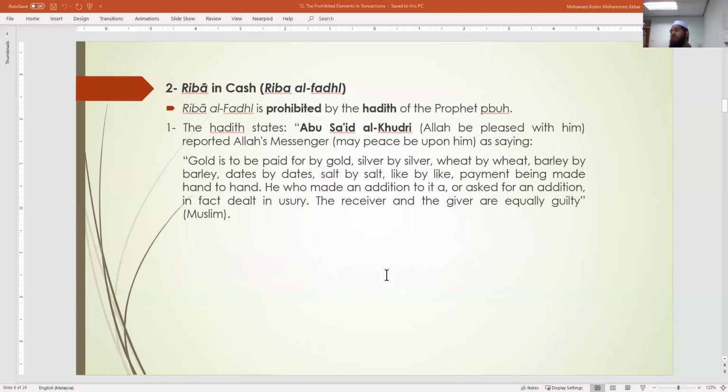The next one, number two, is riba in cash. This is called riba al-fadl. So we talked about borrowing the money, and we talked about lending the money, which the Quran clearly says is riba. When you are lending money to someone, you should not charge extra. If you charge extra, it becomes riba. Now, what about trading?